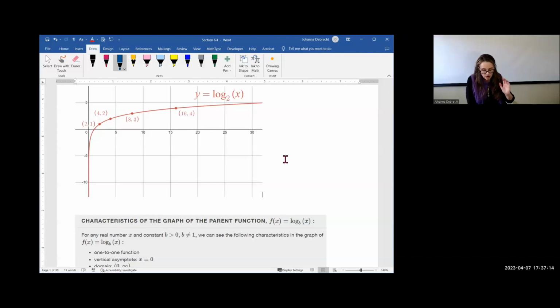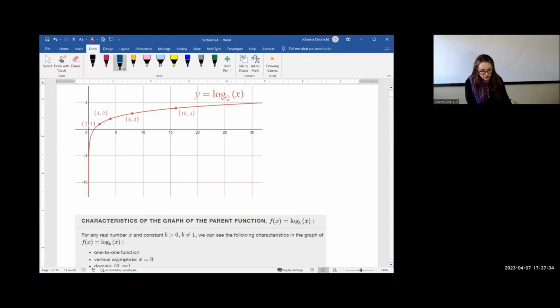And we can see that the power, however, can be anything, right? We can use a positive, a negative, zero, anything for the power, right? So in the exponential, the power is the domain, the x value. But in the logarithmic, the power is the y value, the output.